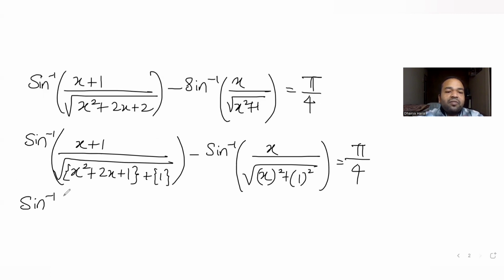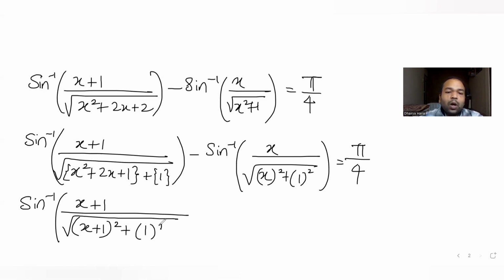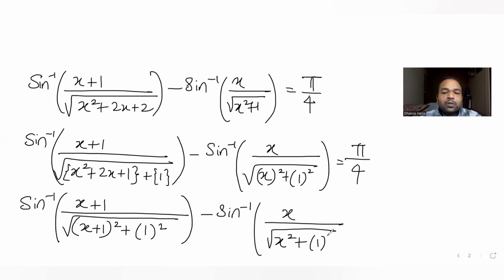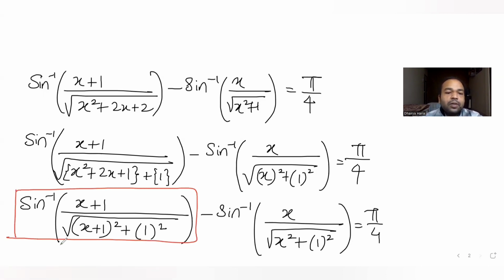Sine inverse of (x plus 1) upon, I can just write that as square root of a square plus 2ab plus b square, that is (a plus b) the whole square, and this is 1 which is 1 square, minus sine inverse of x upon square root of x square plus 1 square. Now once I have simplified this, we just need to focus on it. Let's say this first expression is nothing but A and the second expression is equal to B.